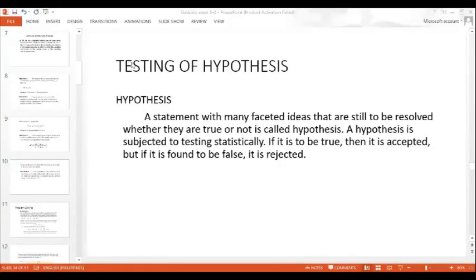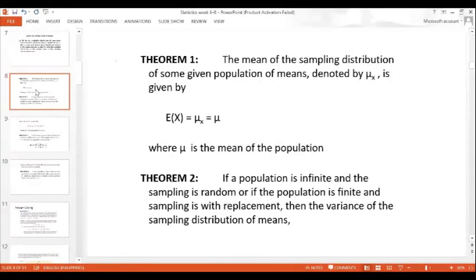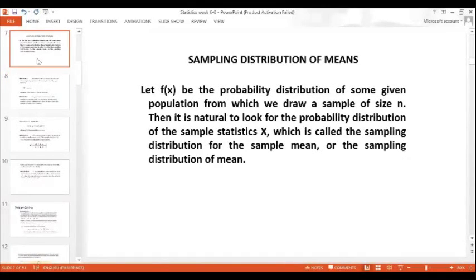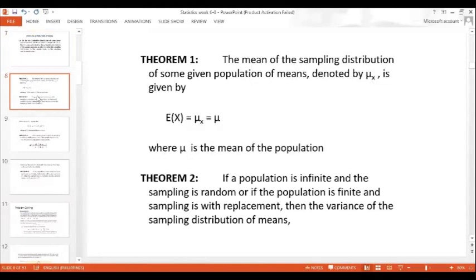Recall lang tayo related dun sa mga discussion natin last meeting. So last meeting, yung mga diniscuss natin is yung sampling distribution of means. So we have yung 5 na theorems. Yung una nating theorem is related sa mean, where we have the sample mean of the sampling distribution of some given population of mean is denoted by mu of x bar. Ito na nga siya. So yung mu ay yung mean of the population.